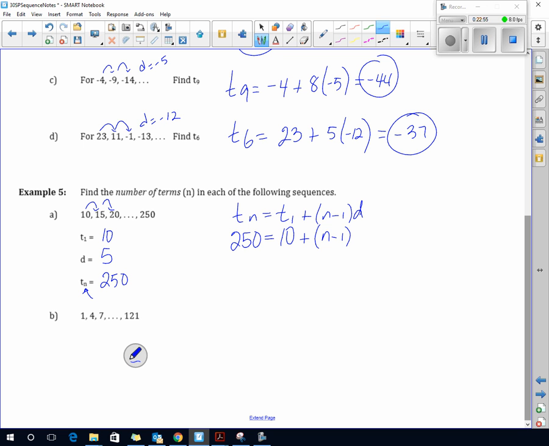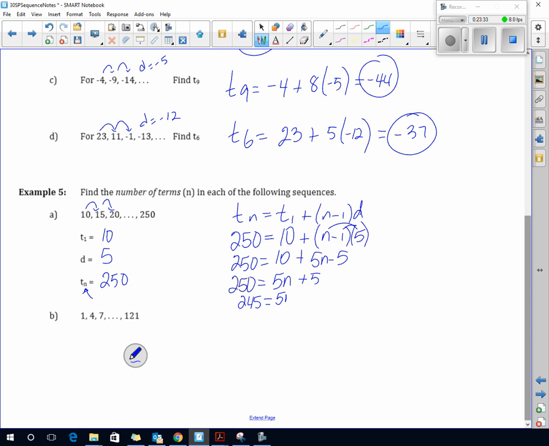So 250 equals 10. If I multiply the 5 in, I get 5n minus 5. And then usually you simplify things before you start moving things over. So 10 minus 5 is 5, so I get 5n plus 5. Move the 5 over, I get 245 equals 5n. Divide by 5, I get n is 49.